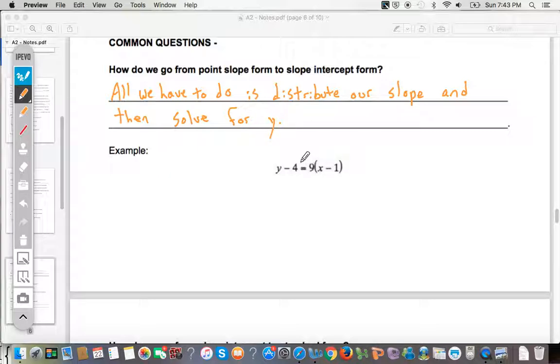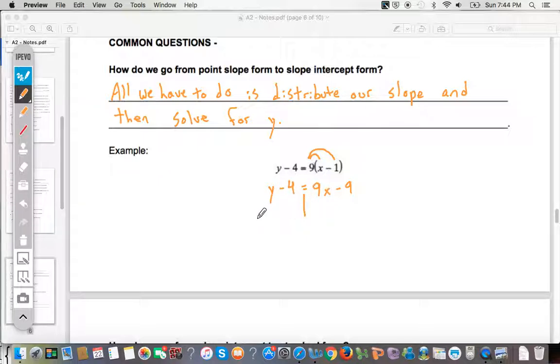Okay, so I'm given a point slope form equation right here. So I know my slope is 9. So I'll distribute. So I have y minus 4 equals 9x minus 9. And now I'm going to solve for y.